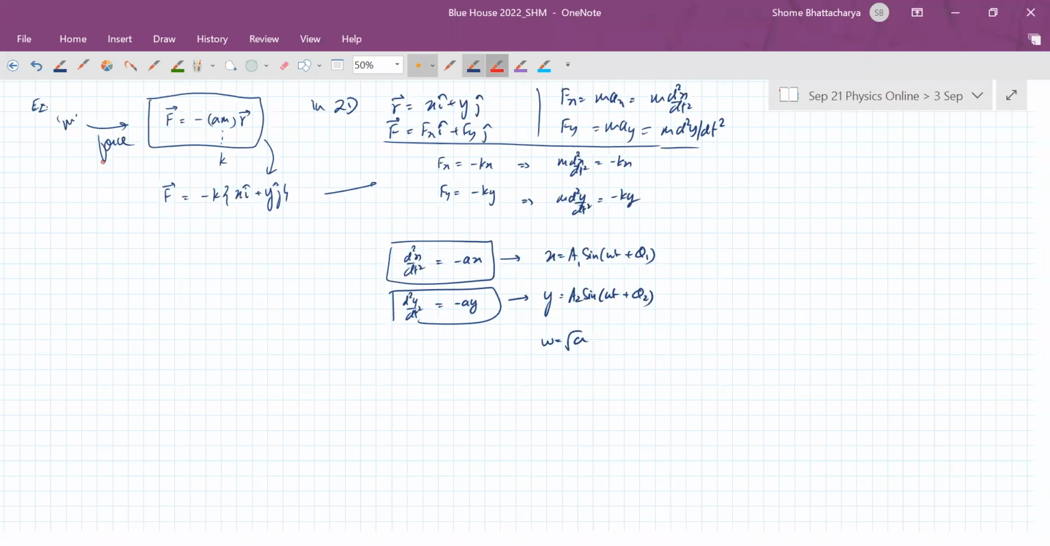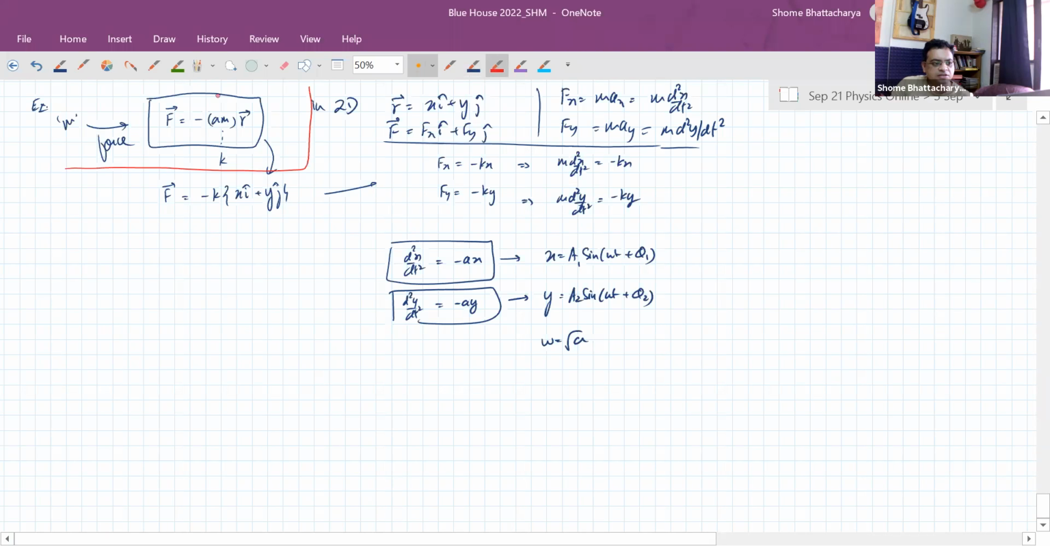Yes, sir. Okay. So this is the only information given in the question, that at a position vector r, the net force acting is like this. So from that, I have converted to this. Okay. So what I'm showing is that the x coordinate is also varying sinusoidally with time. The y coordinate is also varying sinusoidally with time.